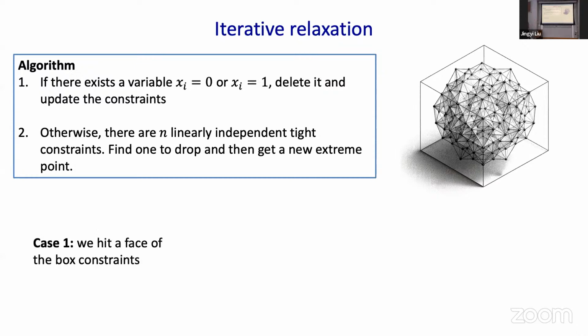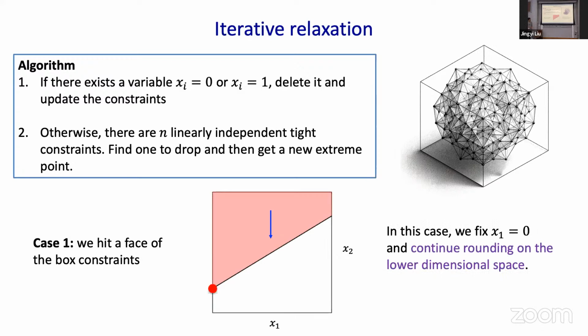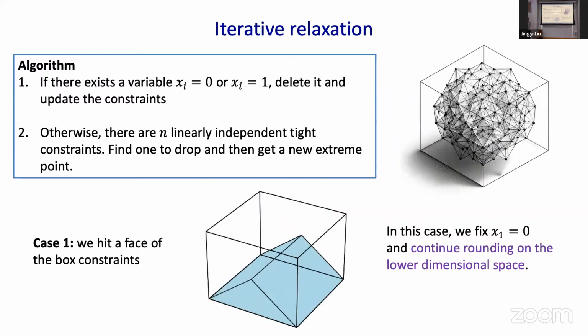So let me give you an example. Case 1, we hit a face of the box constraints. In this case, I'm going to fix x1 to be 0 and continue rounding on this lower dimensional space. So I'm just going to continue rounding on this line. Or if you want a slightly better example, maybe we optimize and we find this vertex. Now we're going to optimize over this triangle, this lower dimensional face.